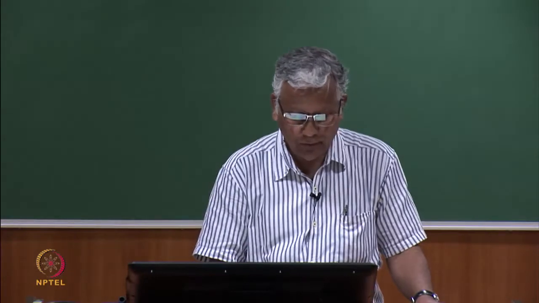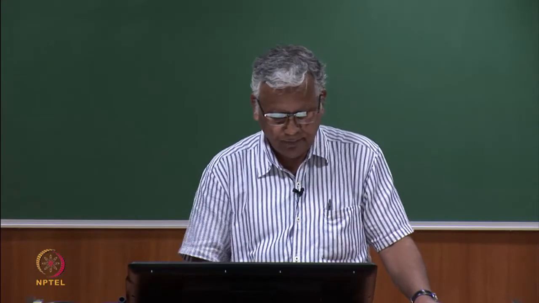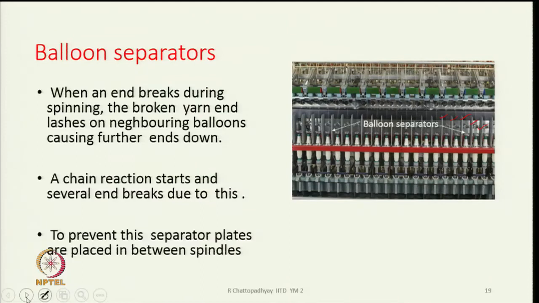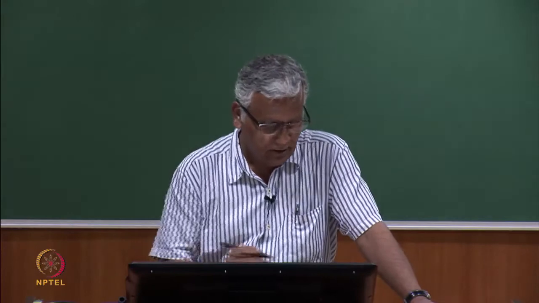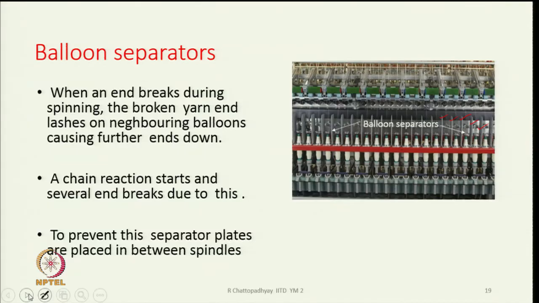So, to avoid this, we need balloon separating plates. So, therefore, we see here the balloon separating plates are there, and once we have them, even if the broken end of the yarn which is on the bobbin surface tries to fly away, it is going to hit this separator plate only. It is not going to come into contact with the neighboring balloon, and hence too many end breakages could be avoided.